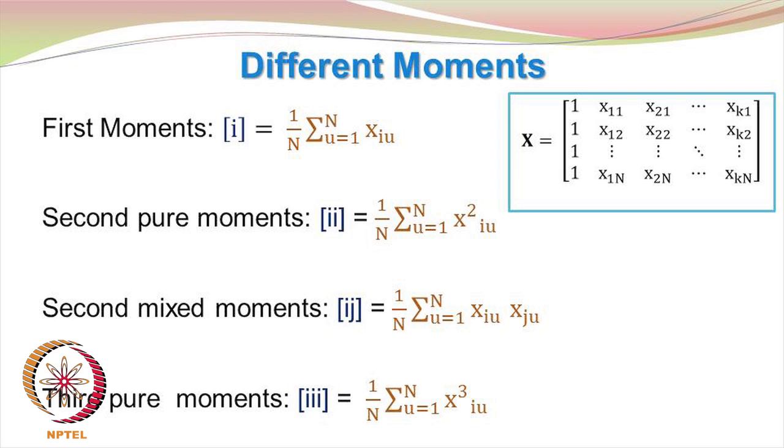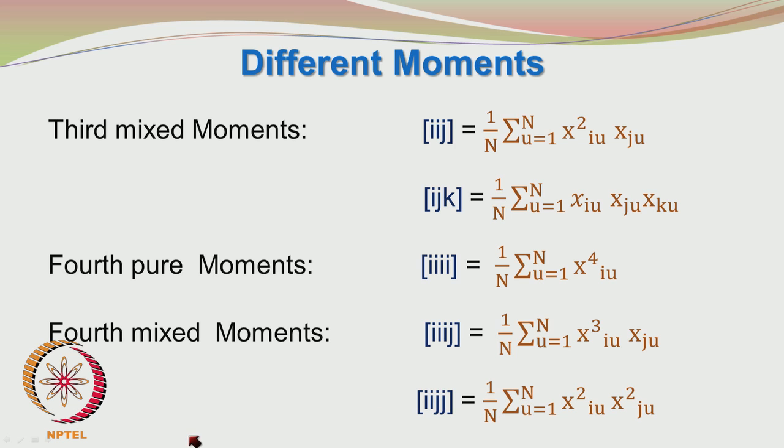So, we also have the third pure moment I and I, which is, since it is pure, there is no additional or different term in the moment consideration. It is I and I, that means 1 by n sigma u equal to 1 to n x cube iu. So, for the ith column vector, we just take the cube of each element in that particular column vector and then sum it up over all the experimental settings. And similarly, we can have all these other moments also.